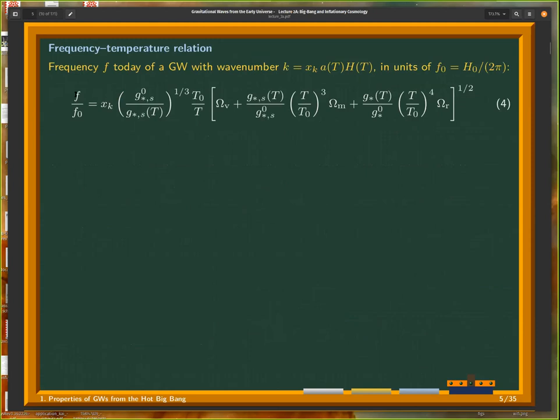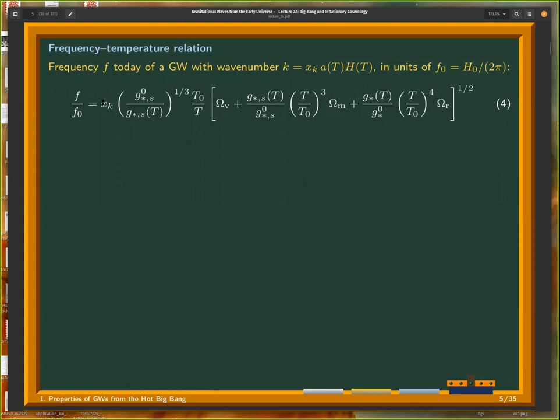And then you see that the frequency that we observe today is related in this way here on the right-hand side to the temperature in the early universe at which the corresponding gravitational wave has been produced. Just a comment on the notation. So here I write down f in relation to f₀, which is defined up here. So this is just a reference frequency given in terms of the present value of the Hubble parameter. And then on the right-hand side, we have the energy density parameters of the vacuum. So dark energy, matter, mostly dark matter, and then radiation. All right.